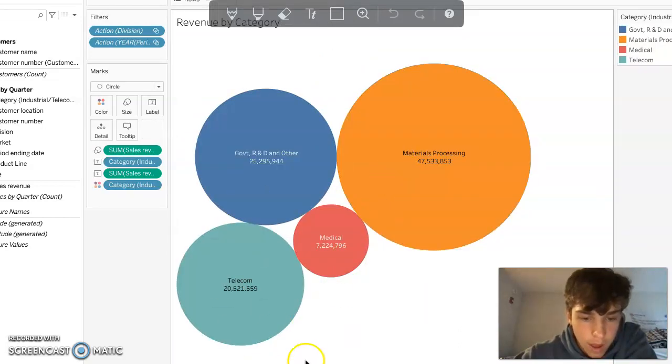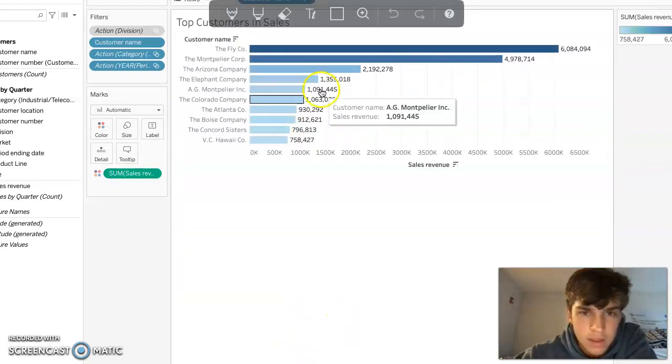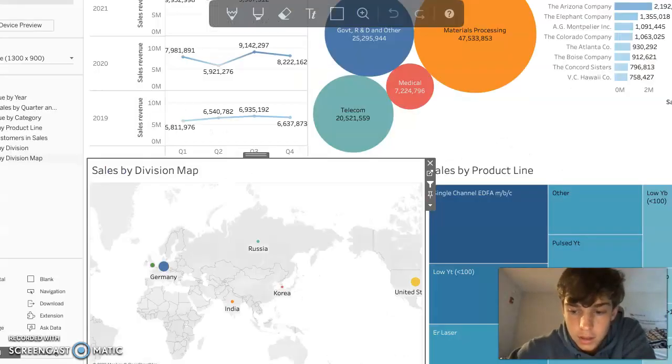Right here, I already went over that. Sales by product line, already went over that. This is also just the top customer sales. This is the different sales of divisions. This goes with the division map. And then, yeah, so back here.